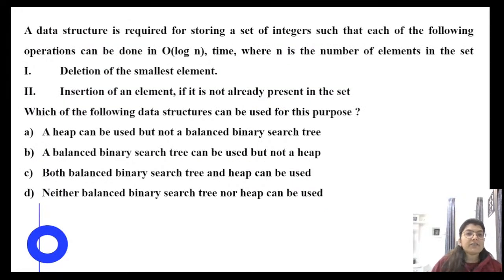Okay, a data structure is required for storing a set of integers such that each of the following operations can be done in order of log n time, where n is the number of elements in the set. First, you are deleting the smallest element, and second, you are inserting an element if it is not already present in the set. So what data structure can be used for this purpose? What is the answer for this one?